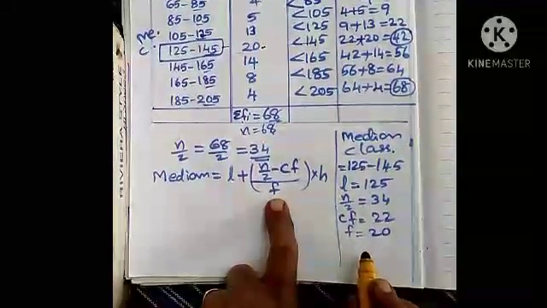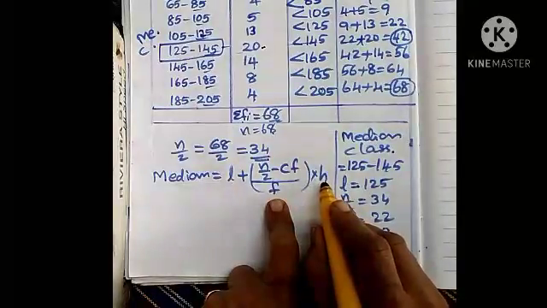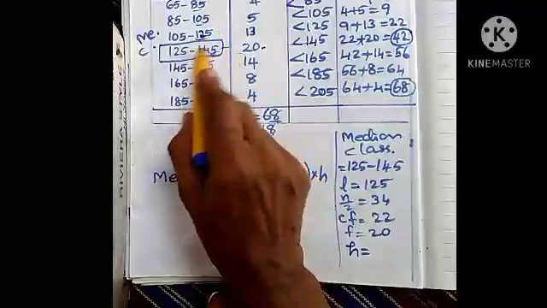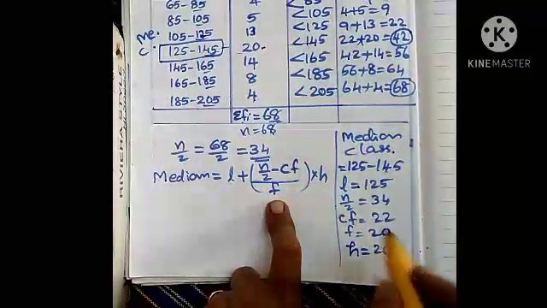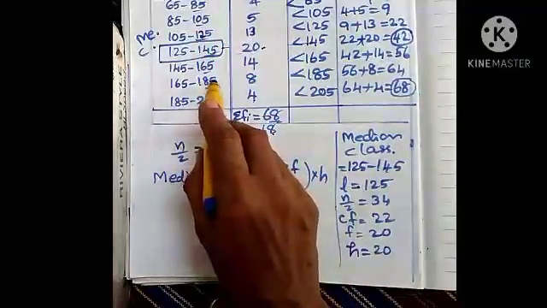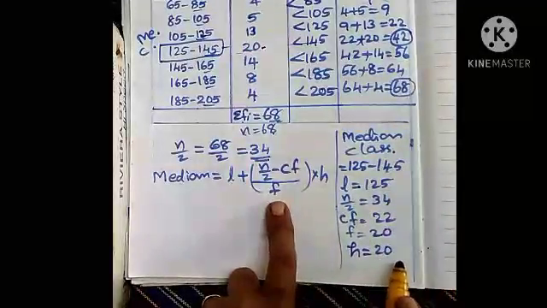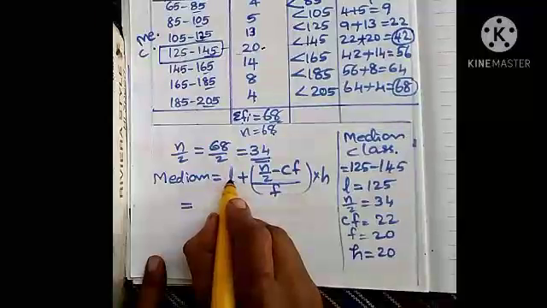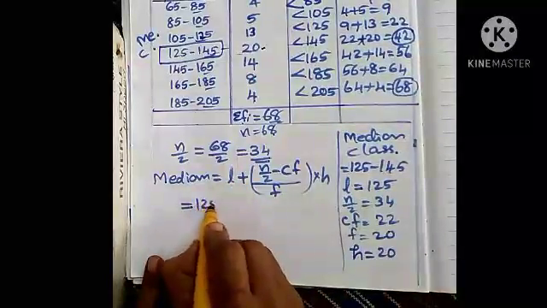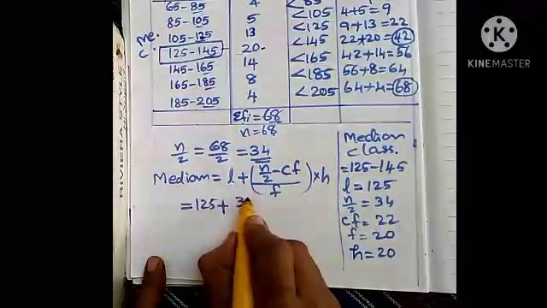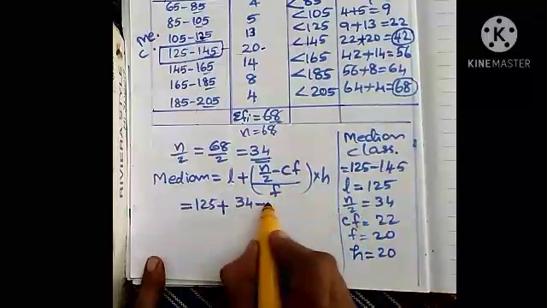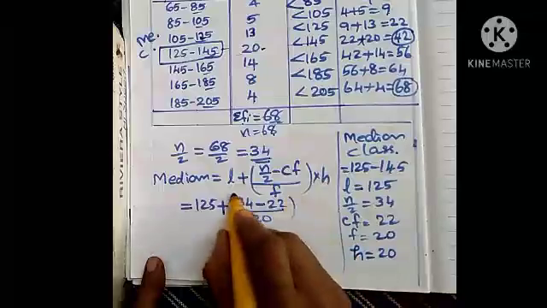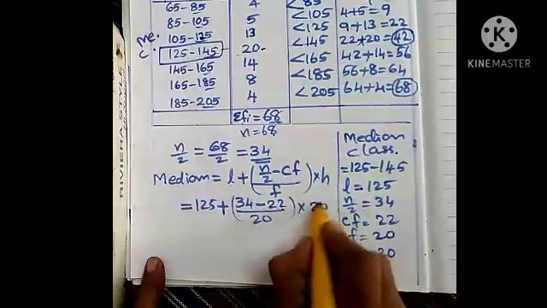Now what is the size of the class? H is the width of the class, or size of the class, which means upper limit minus lower limit. So here we are getting 20. For all the classes, it is the same. H equals 20. Now we can just substitute. That is equal to L plus, here it is 125, plus n by 2 means 34, minus CF, which is 22, by F, which is 20, then into H, also 20.